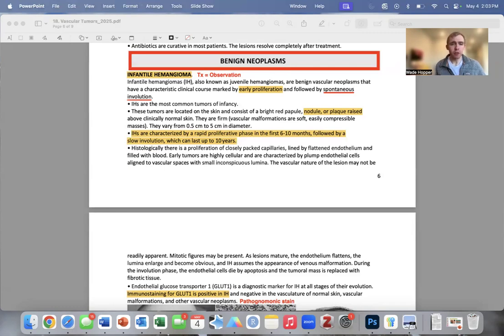However, similarly to those other two conditions, you just observe this one. You don't do anything about it. You don't cut it out. You don't apply anything topical. You just watch and wait. And most of the time, it involutes and it goes away.